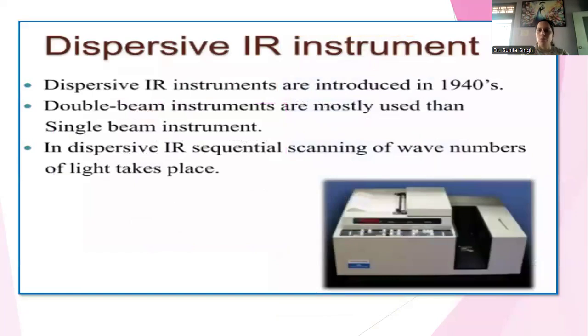These dispersive IR instruments were introduced in the 1940s, and double beam instruments are mostly used rather than single beam instruments. In dispersive IR, sequential scanning of wave numbers of light takes place. As I have already told you, this type of instrumentation is difficult to understand through slides, and it is very important to attend. I suggest that if you get a chance to have hands-on training or a workshop on these types of instruments, you must attend and learn how these instruments work.